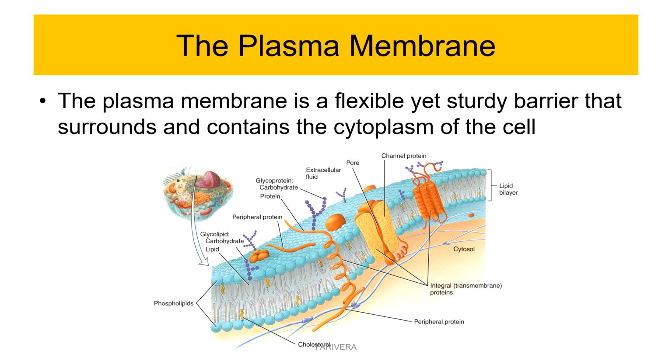So we will begin then with the first major part of the cell, and that is the plasma membrane. The plasma membrane is described as a flexible yet sturdy barrier that surrounds and contains the cytoplasm. The word barrier is very important, but we should not think of the membrane as a solid wall. Instead, it is a highly organized structure that controls communication between the cell's interior and its external environment.